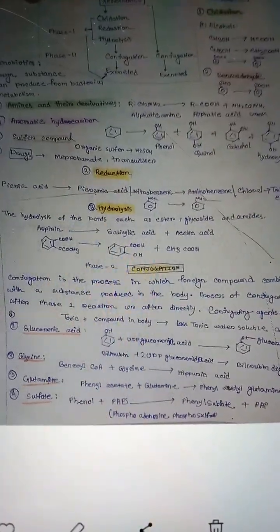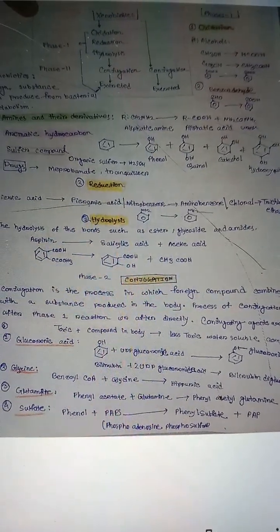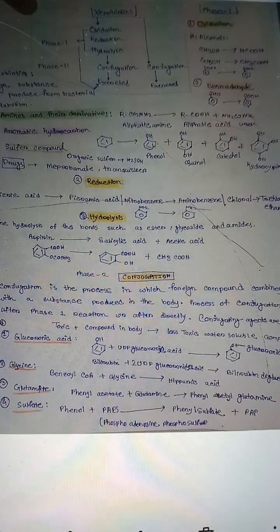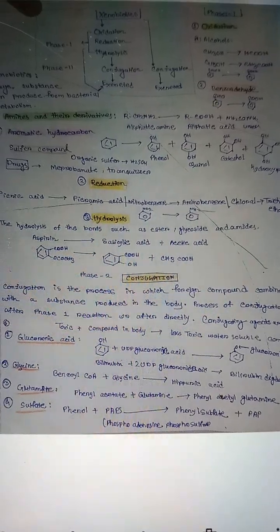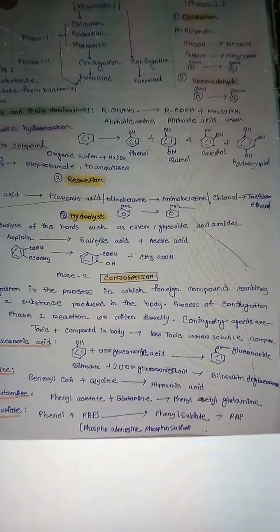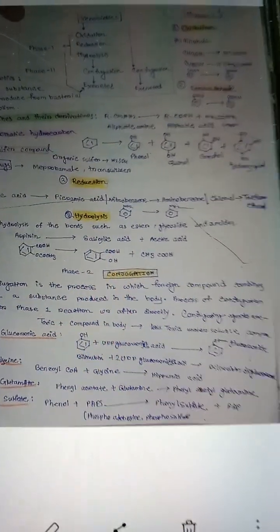Conjugation is the process in which a foreign compound combines with a substance produced in the body. Conjugation can occur directly or after the phase 1 reaction. So there are many conjugating agents. You should recall all the names. You should remember the 4G and SM.